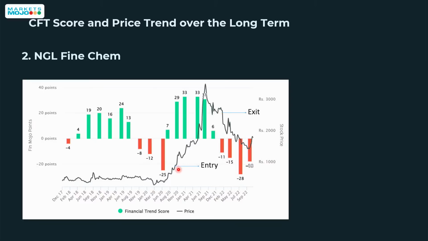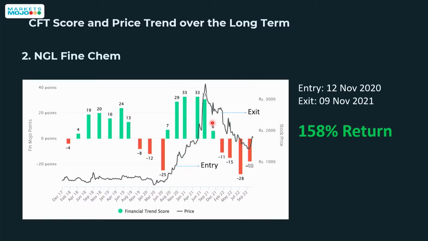So if you see, CFT score has actually supplemented our analysis in understanding, okay, here is where to make the entry, here is where this company gave a positive trend for the first time in 3 quarters. The price moved upwards. As the company started declaring negative results, we exited. 158% return, 1-year period. Let's see, 12th November 2020, 9th November 2021.